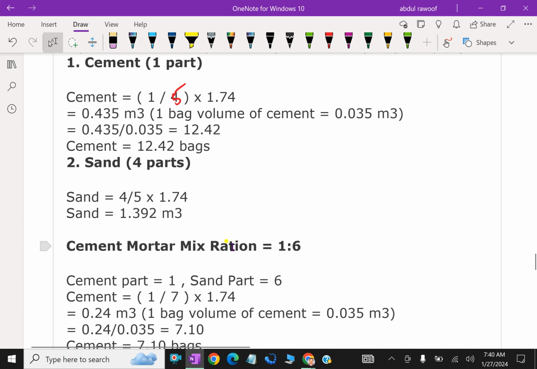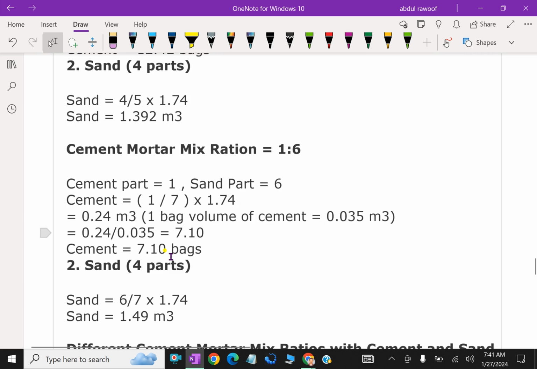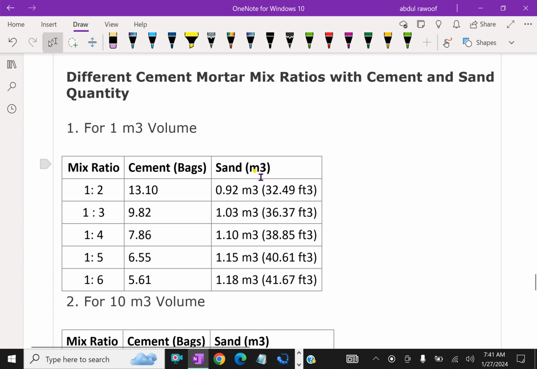Sand is 4 parts. Then 4/5 into 1.74, sand is equal to 1.392 meter cube. For some other mix ratio, we can calculate accordingly. For another mix ratio, cement required is 13 bags, sand is 0.92 meter cube.